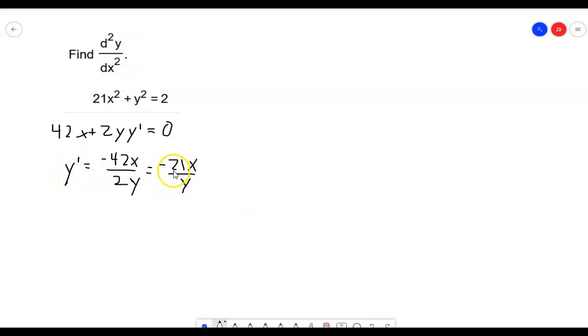So it looks like we have a quotient rule now. So we're going to do that for the second derivative. The derivative of the quotient is, remember, the bottom times the derivative of the top minus the top times the derivative of the bottom, all over the bottom squared. So let's go ahead and do that. So y double prime, that's the same thing as the second derivative of y with respect to x.